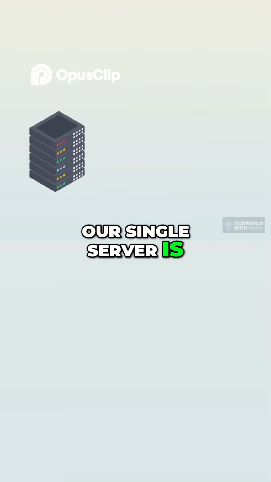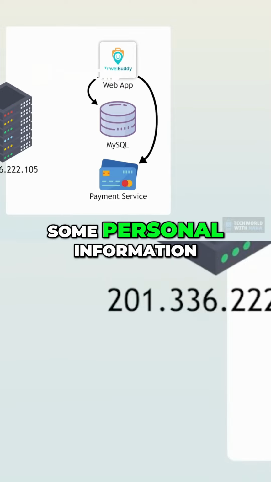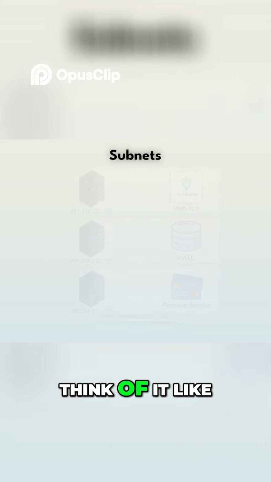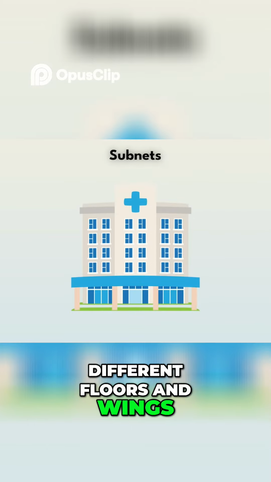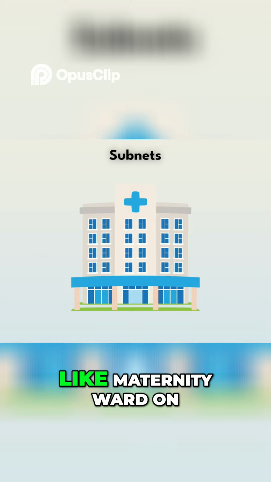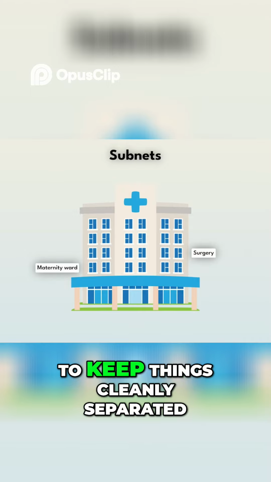Our single server is now running 3 different things. TravelBuddy is now handling customer credit cards and some personal information. This is called network segmentation. Think of it like a hospital that has different floors and wings for different types of patients, like maternity ward on one floor, surgery on another, to keep things cleanly separated.